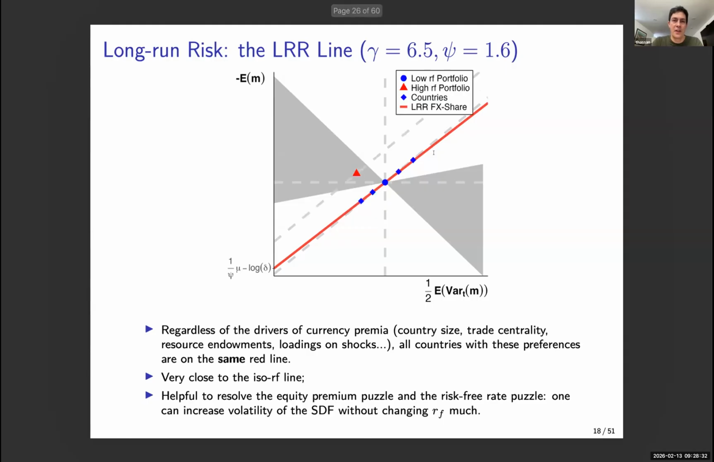Okay. So for example, if I now put heterogeneity in the loading on a global shock or something in here, what's going to happen is, maybe I can do a theory of Japan, and maybe I can also do a theory of why expected returns differ between different currencies. But they're all going to have to sit on this red line. However, unless I allow differences in preferences, there's no way of getting to New Zealand here. Okay?